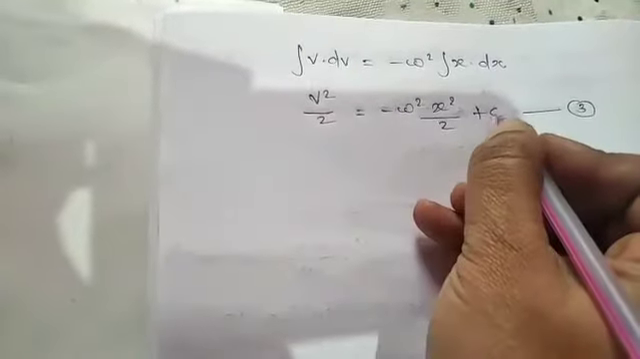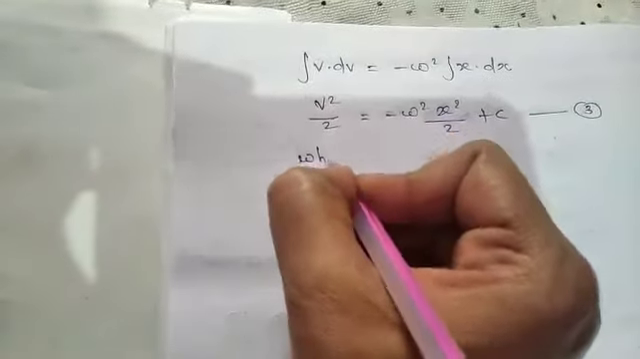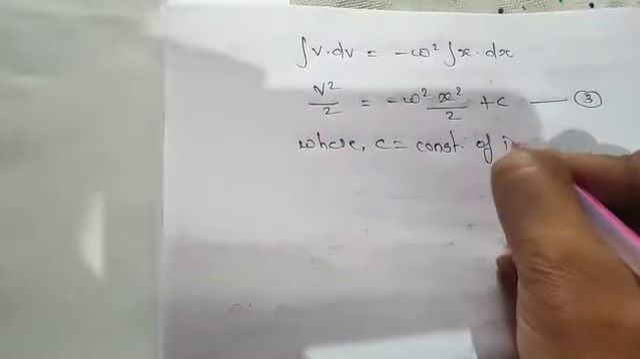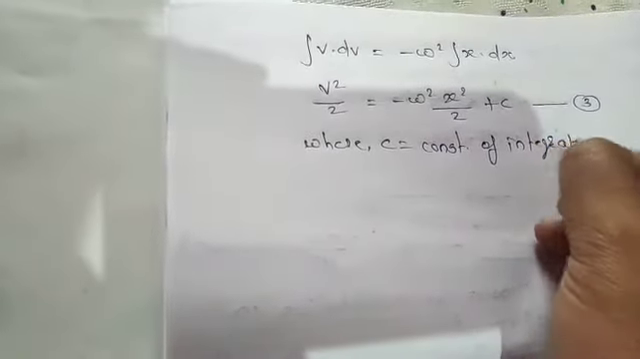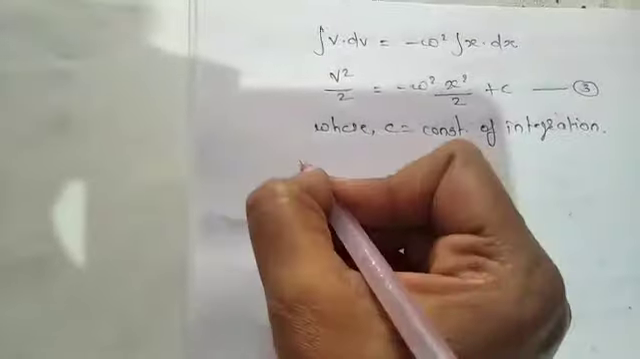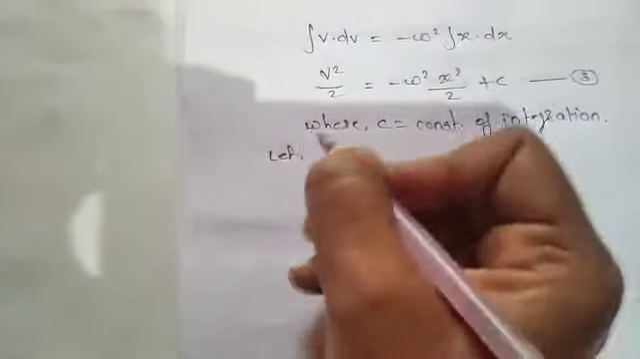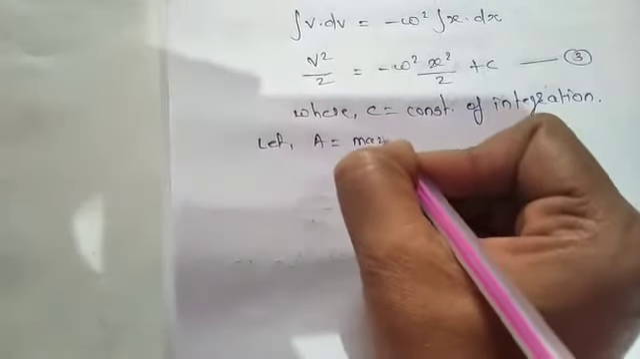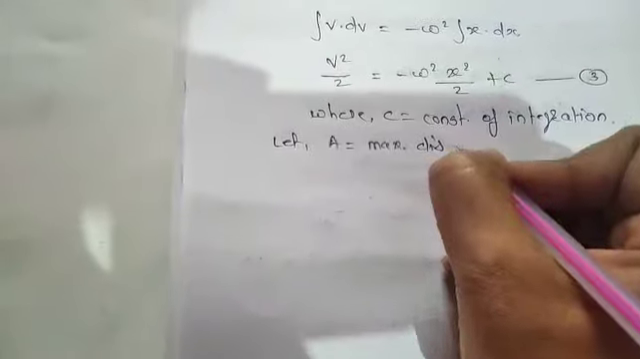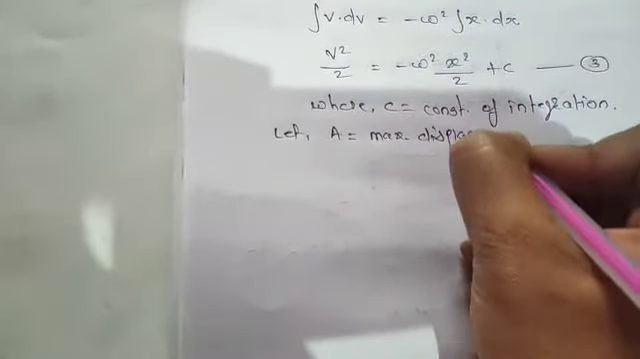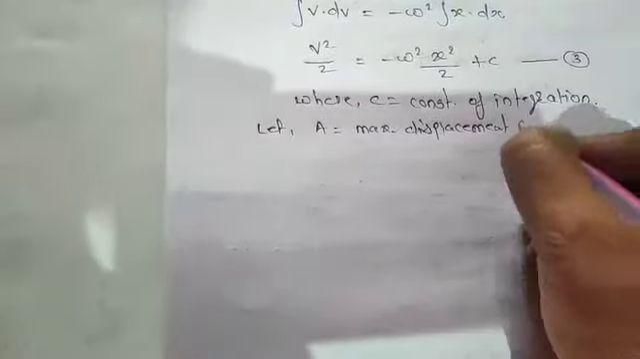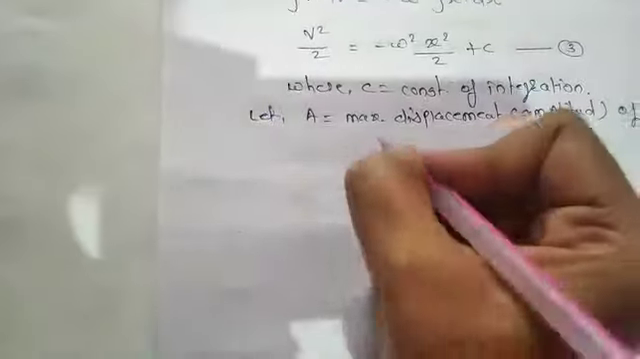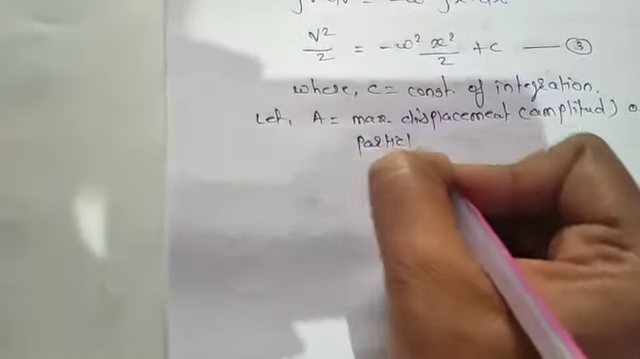Here this c is nothing but the constant of integration. Now let a be the amplitude, that is the maximum displacement from the mean position, that is nothing but the amplitude of the particle in SHM.